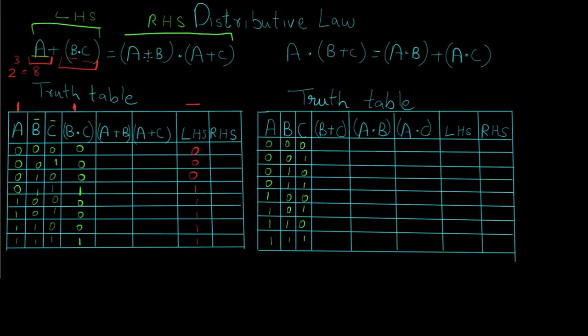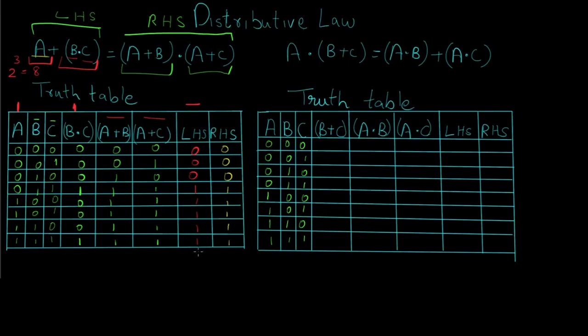We have the component A or B, and we have one more component A or C. So I have calculated them separately. So let me just calculate its values. Okay, so I have calculated the individual components of the RHS, that is these two components. So now to calculate the entire RHS, we just need to take a logical AND operation between these two values. So let me just take the AND operation.